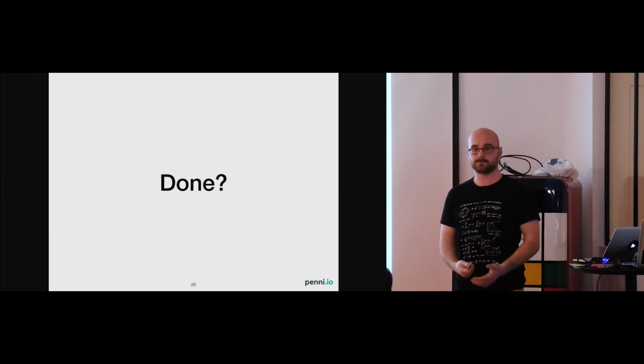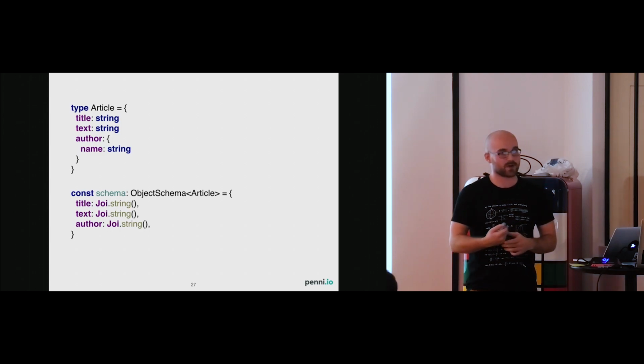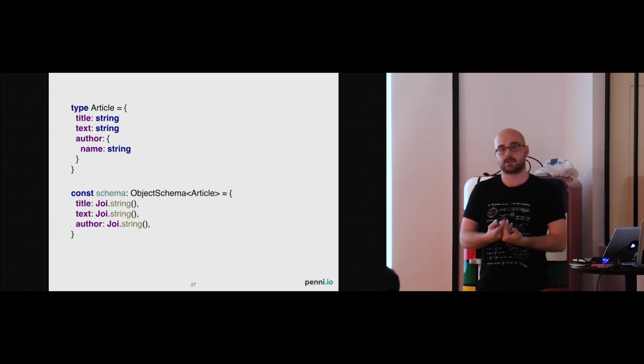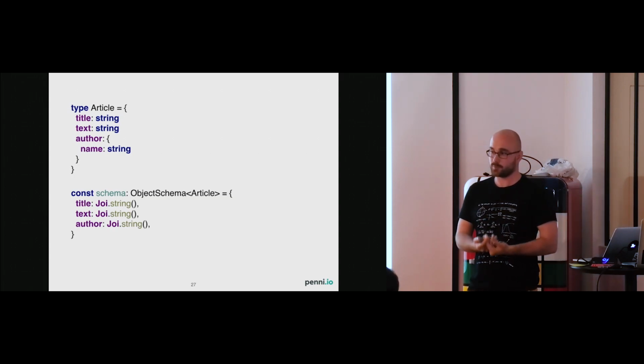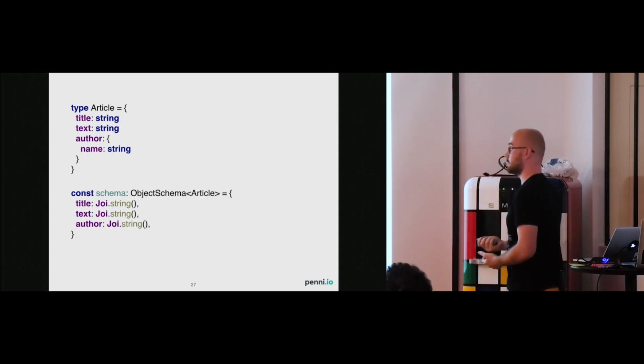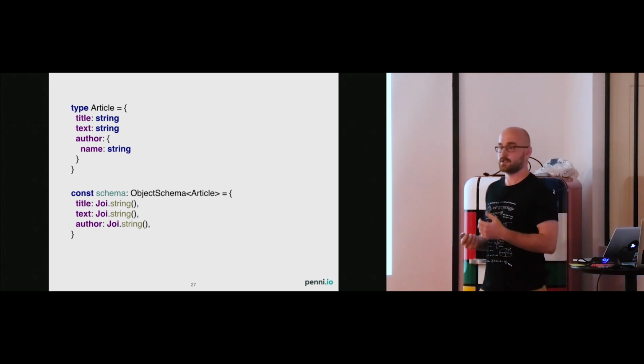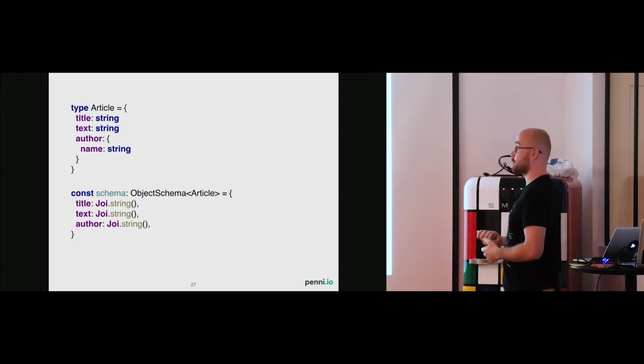Does that mean we're done? Sadly, no. The problem now is that I still don't have checks that I have defined validation of the appropriate type. I can make a type article where I'm saying, now we want to work with multiple authors, and an author is an object which has property name.